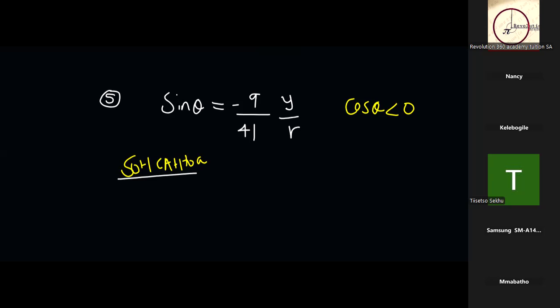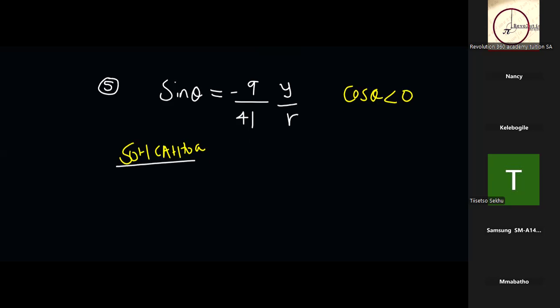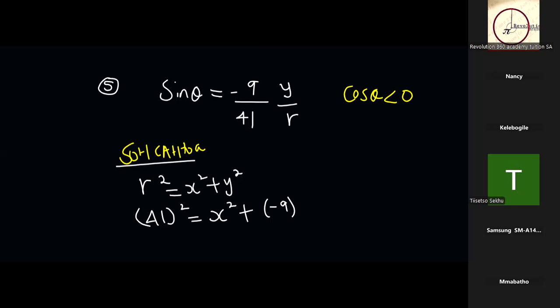Theorem of Pythagoras. R squared is equal to x squared plus y squared. The hypotenuse side squared is equal to the sum of the squares on the other two sides. And then now you substitute. The value of r is 41. So 41 squared is equal to x squared plus the value of y, which is negative 9. Then you write minus 9 just like that. Then you square it.